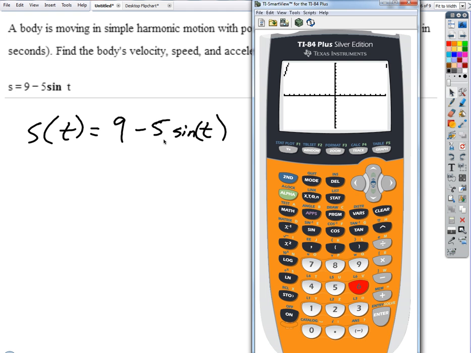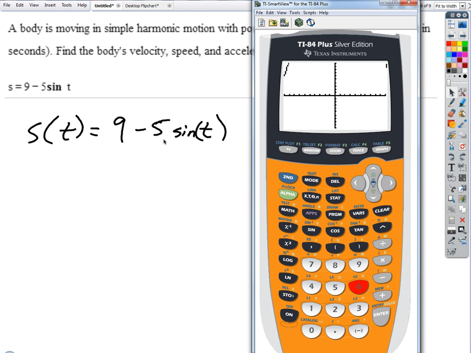What's the sine function here? Sine and cosine both oscillate between a maximum value of 1 and a minimum value of negative 1. So sine is going to be outputting that range of values. If I multiply that by negative 5, that changes it to up 5, down 5. And if I'm starting at a baseline value of 9, that's my vertical offset. So I'm going to start at 9 and go up 5 and down 5, so between 14 and 4.